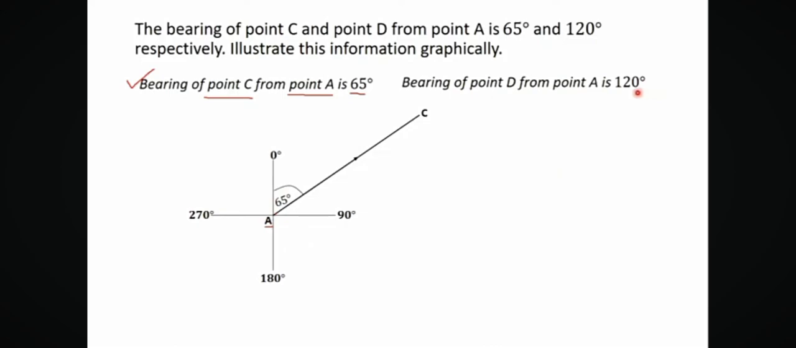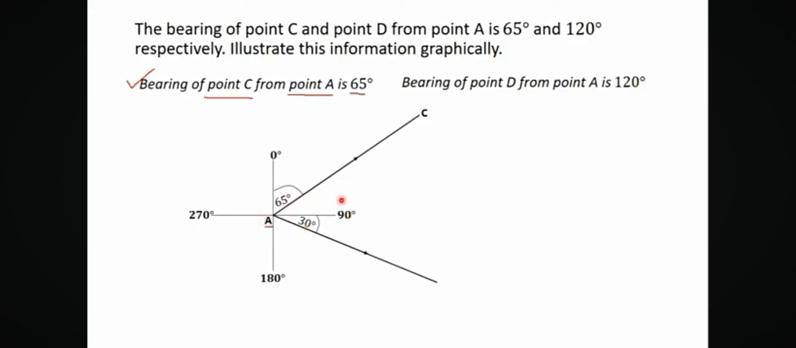Okay, 120 degrees will fall between 90 degrees and 180 degrees, which means that the new line, or our new bearing, will be in this quadrant between 90 degrees and 180 degrees. So you ask yourself, what should we add to 90 degrees to get 120 degrees? We are going to get that by subtracting 90 degrees from 120 degrees, and that is going to give us 30 degrees, because 30 plus 90 will give us 120.